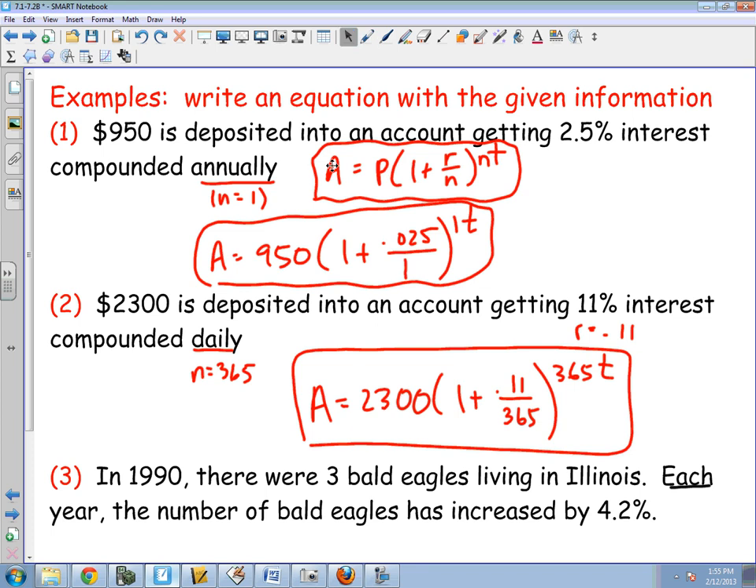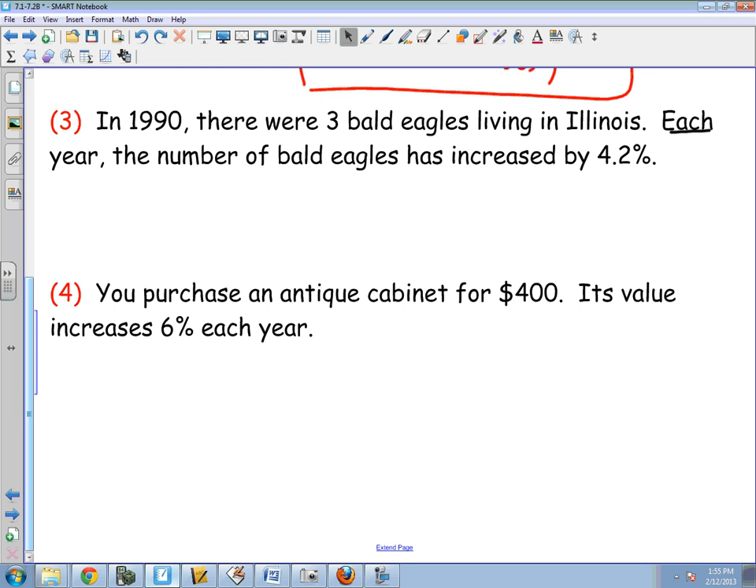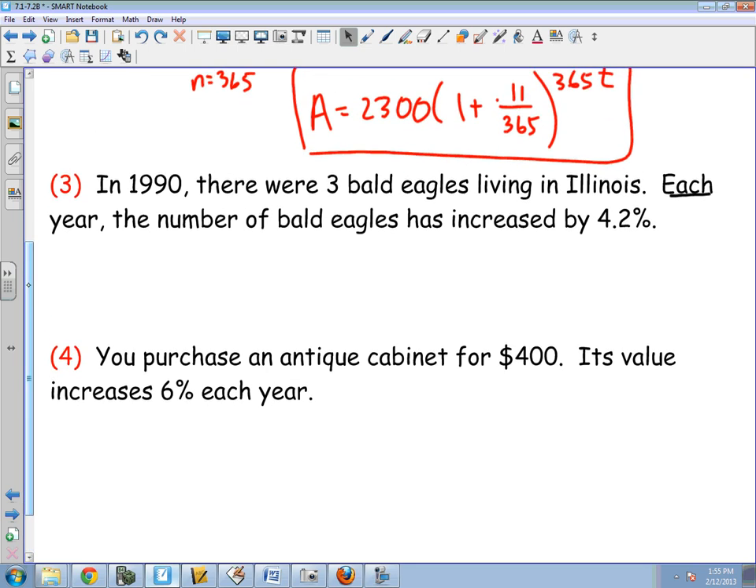All right, moving on, number 3 and 4. A little bit different. You're not working with money, but it's the same concept, okay? In 1990, there were 3 bald eagles. That's your initial amount. 3 bald eagles is your P. Each year, your N is going to be 1. The number of bald eagles increased by 4.2%. So this is what you got.